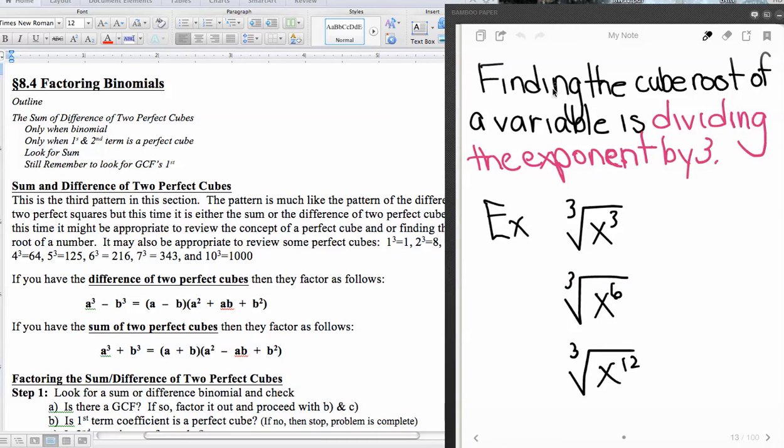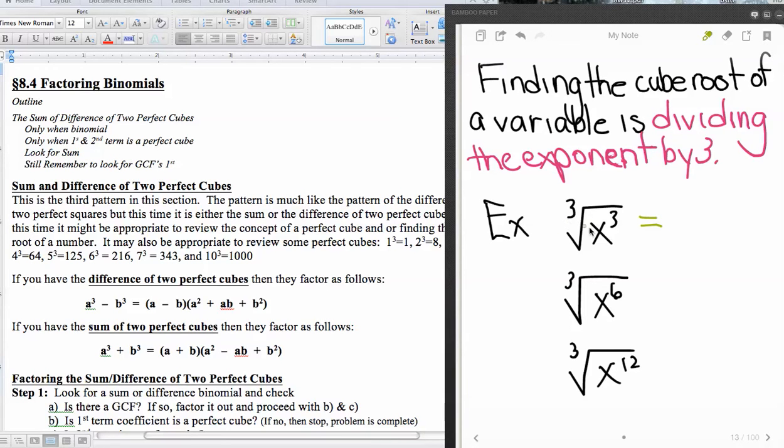Alright, so in our next section, 8.4, we're factoring binomials. We are going to be looking at two patterns of factoring binomials. We already looked at the difference of two perfect squares, and now we're doing the sum and the difference of two perfect cubes. So we want to go over finding the cube root of a variable, and finding a cube root of a variable is dividing the exponent by 3.